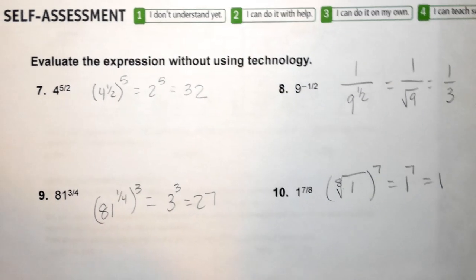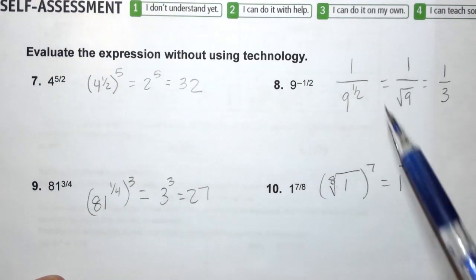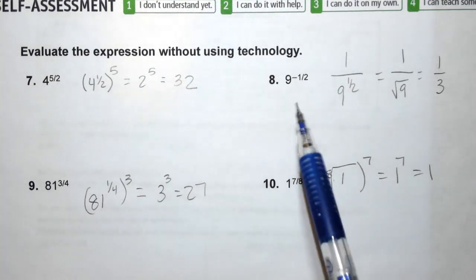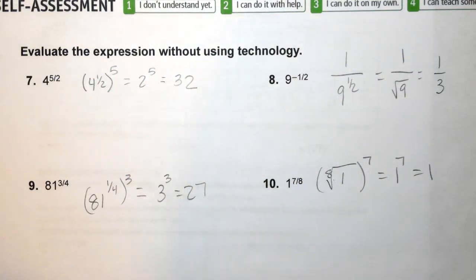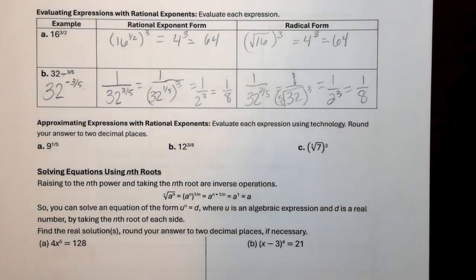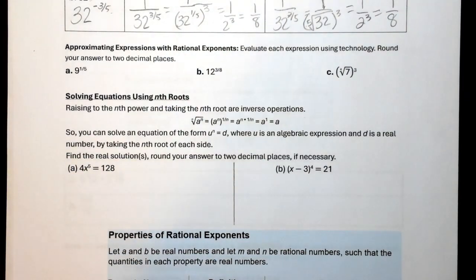Okay, so I did both ways. Over here I did it the exponential way. Over here I did it the radical way. If you would like to see both to try and figure out which one you like best, just let me know and I will work with you. All right, so now we're going to do it using technology. Yay, because we love technology.